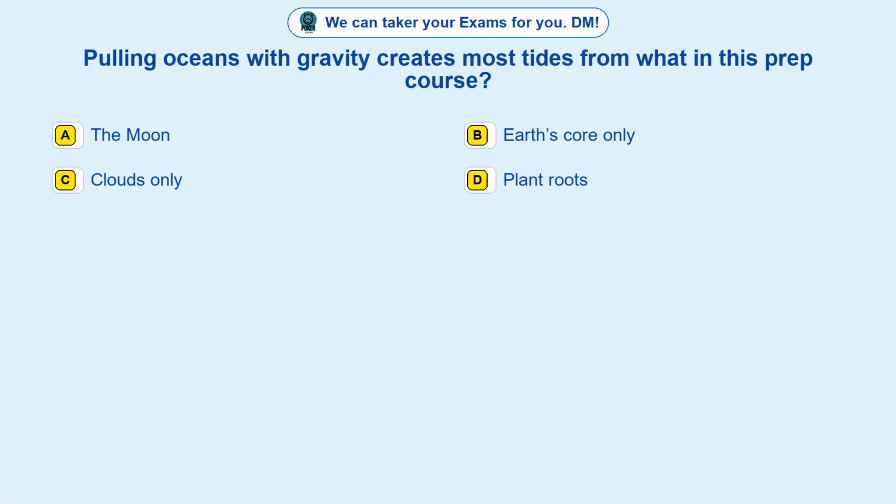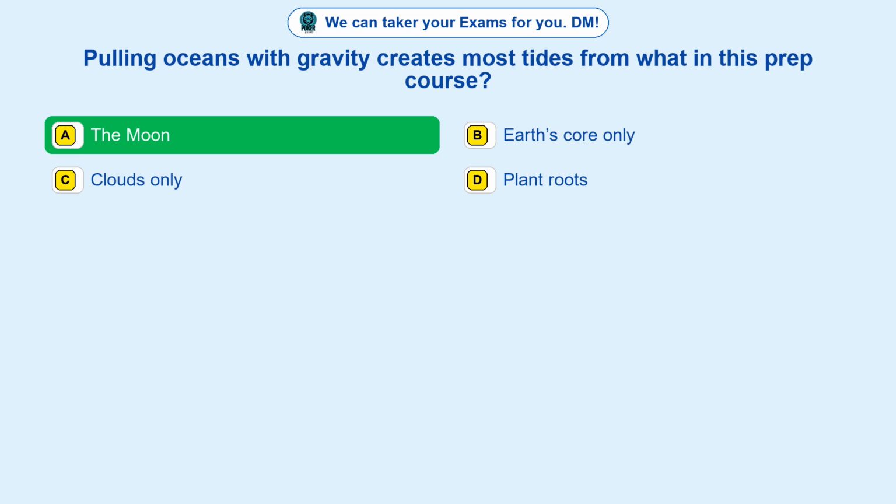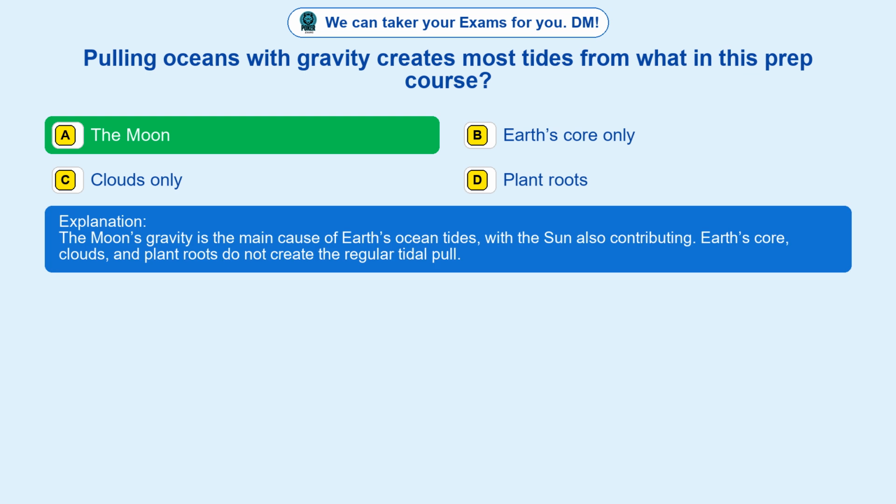Question 91. Pulling oceans with gravity creates most tides from what in this prep course? Option A, the moon. Option B, Earth's core only. Option C, clouds only. Option D, plant roots. The correct answer is option A. The moon. The moon's gravity is the main cause of Earth's ocean tides, with the sun also contributing. Earth's core, clouds, and plant roots do not create the regular tidal pull.